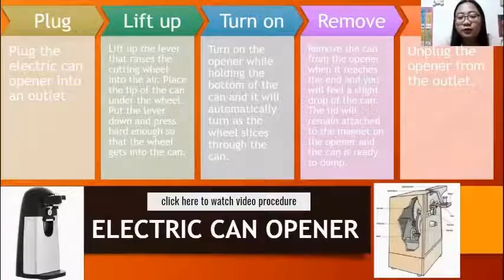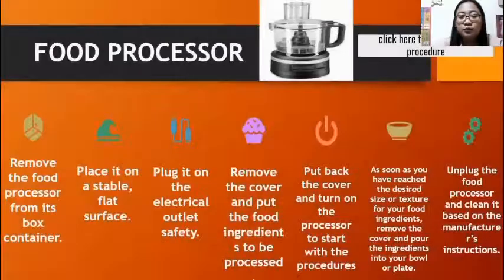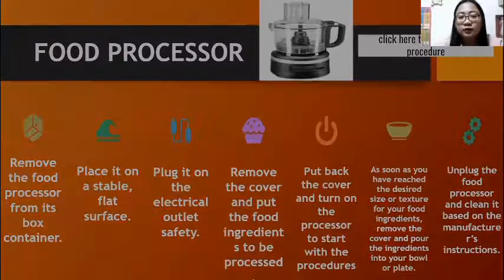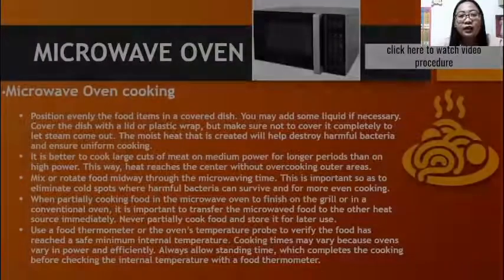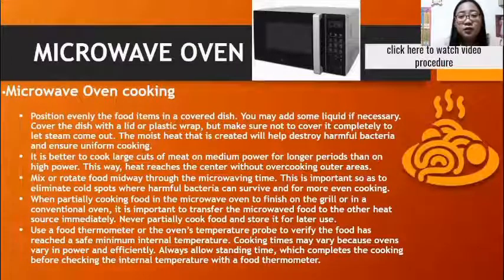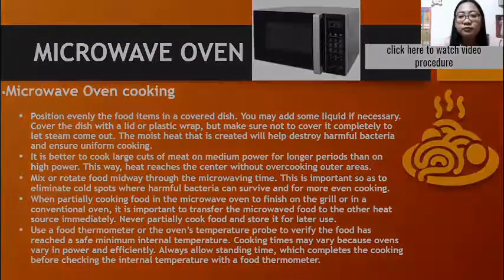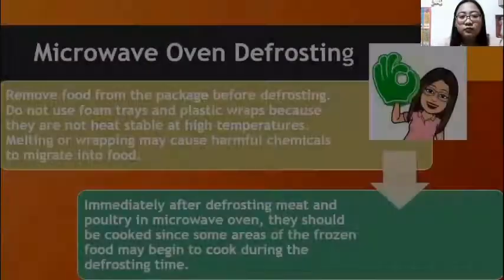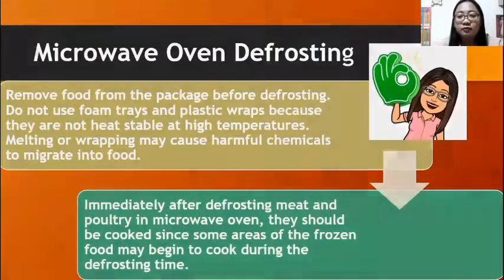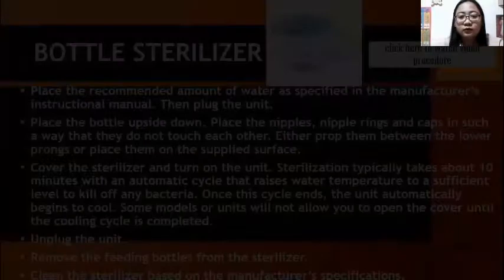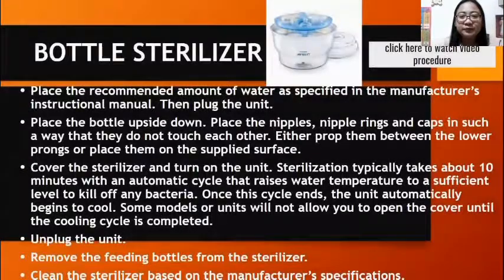Next, electric can opener. We are still on tools and equipment for meal preparation. Next is the food processor. These are the tools a caregiver really needs, especially if their patient is a toddler, a baby, or elderly. Microwave oven. Microwave oven defrosting. Bottle sterilizer.